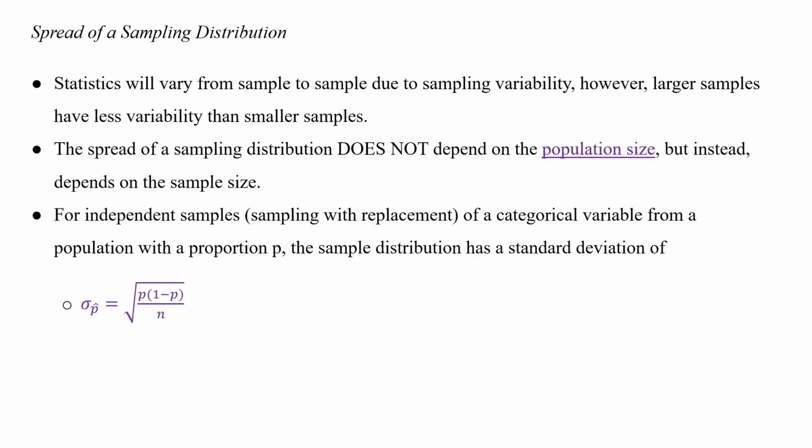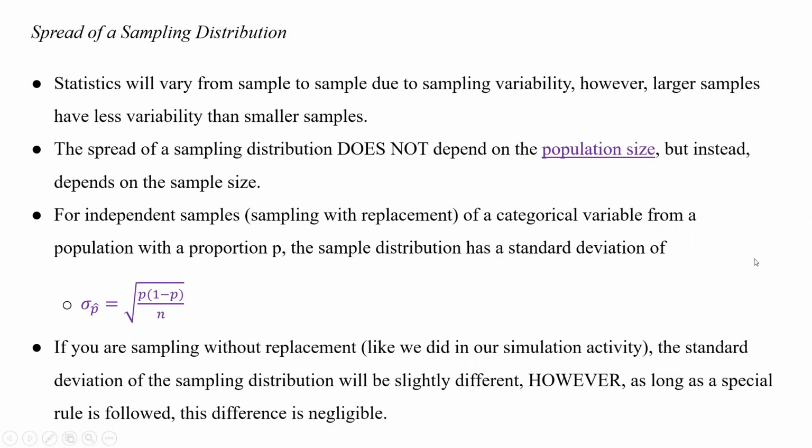That's for independent samples. Now, if you are sampling without replacement, like we did in our simulation activity, or like we usually do when we sample from a population, we don't pick a person and then put them back and pick again, right? If our population is 400 and we take a sample of 40, we take those 40 things. We don't put them back after each time we collect them. We just take the 40 out of the 400. That's usually how we do it. The standard deviation of the sampling distribution will actually be slightly different. There is a slightly different formula.